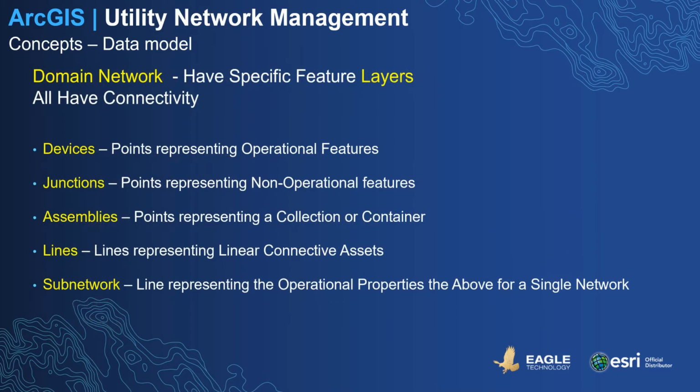Your domain or operational network is determined by the type of data model being built. Now, this manages the operational part of the network which carries your commodity, whether it be power, water, or gas. The 5 feature classes or layers that are needed to create a domain network are devices. Now, devices are point features that are compact features through which your utility resource flows and affect the state or changes the flow of your resource in several ways.